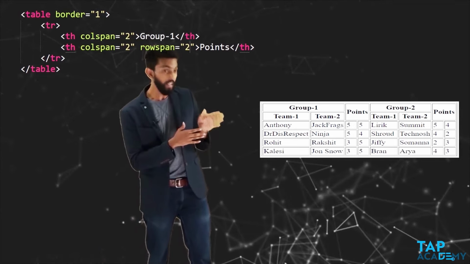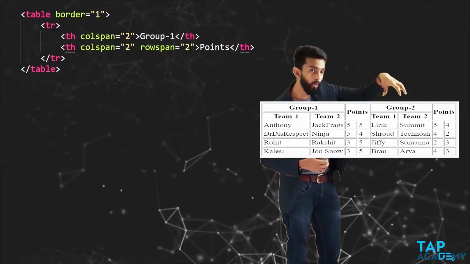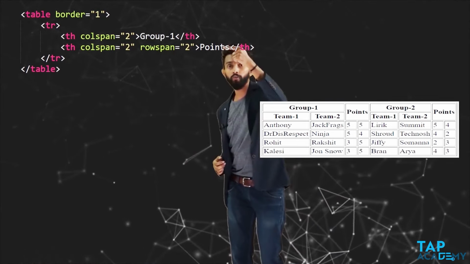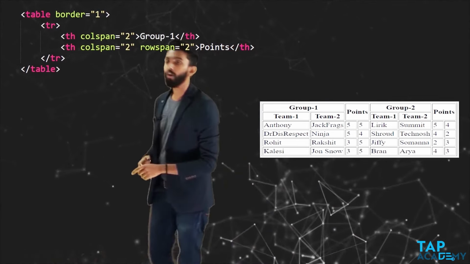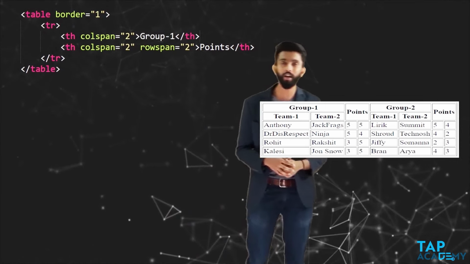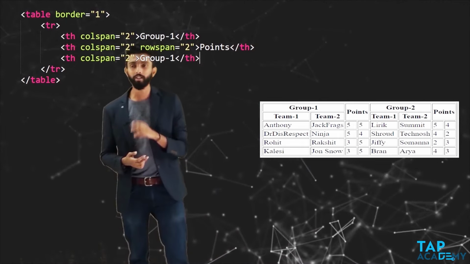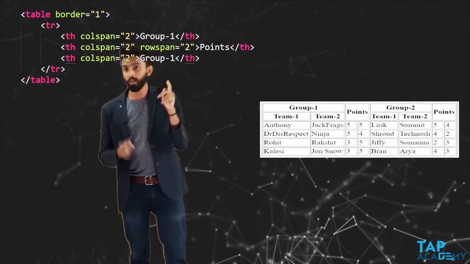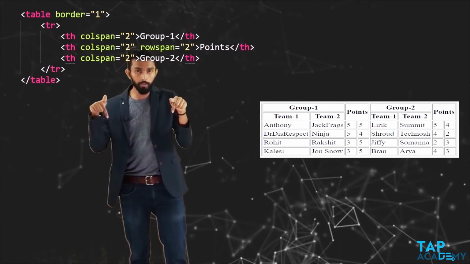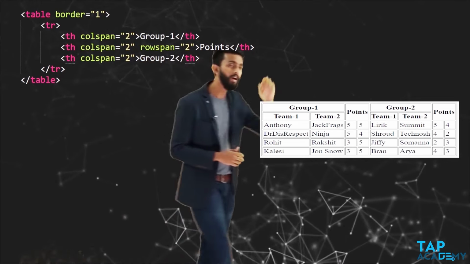Of course, in the first row itself, group 2 is also there. But group 2 is similar to what you have done for group 1. So I'll just copy that piece of code and paste it again, and all I have to do is change group 1 to group 2. Obviously, this is also spanning across 2 columns, and that's it. There is no row span here. Any confusion till here? Great.